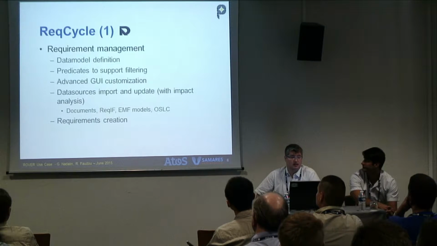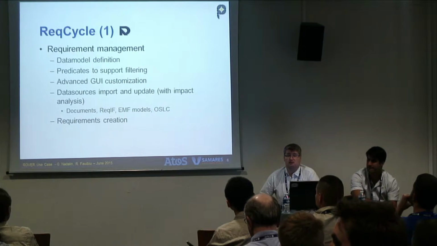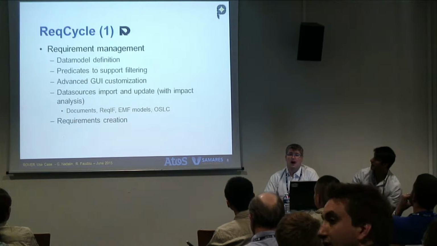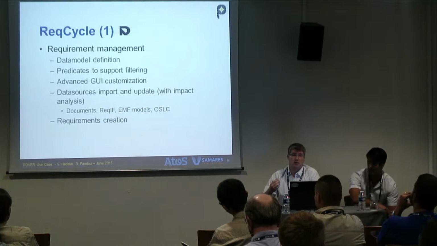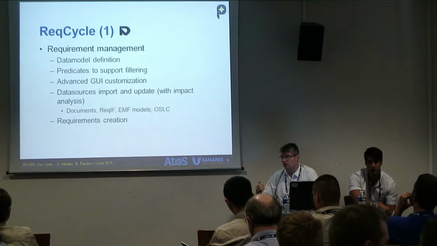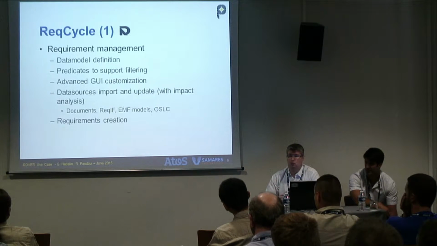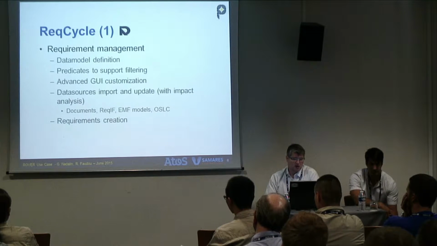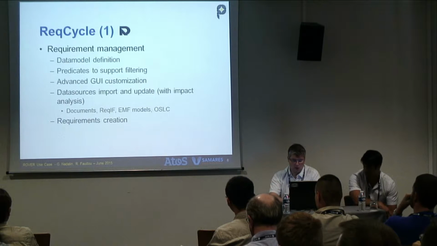A few words about ReqCycle, the first tool that we demonstrate. There are 2 facets in ReqCycle. The first one is about requirement management. There, you can define a custom requirement data model, so you can define your own requirement types and attributes. We have predicates to support filtering the way you want to see the different requirements, advanced customization of the interface, data sources that you can import and update with impact analysis, which we will see in a demo, and creation of requirements if you want.